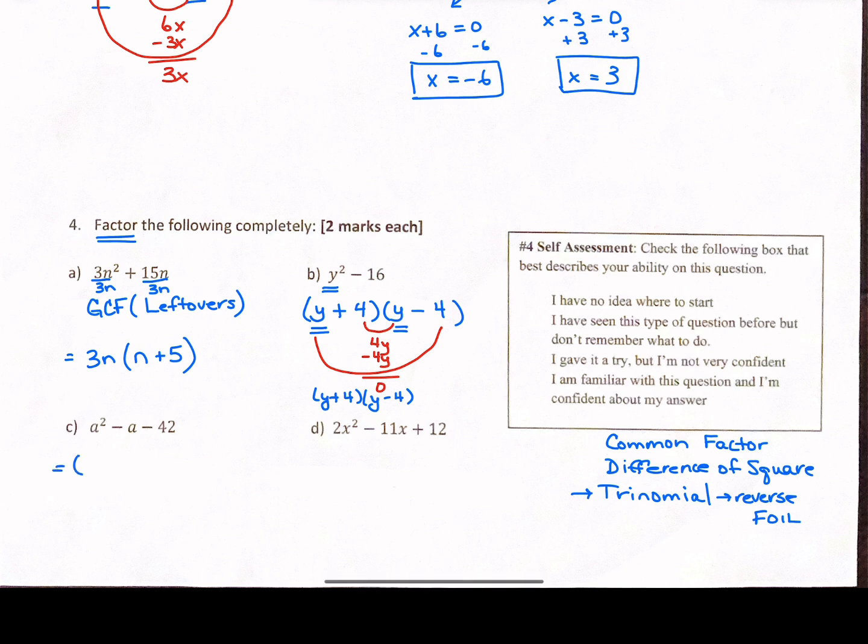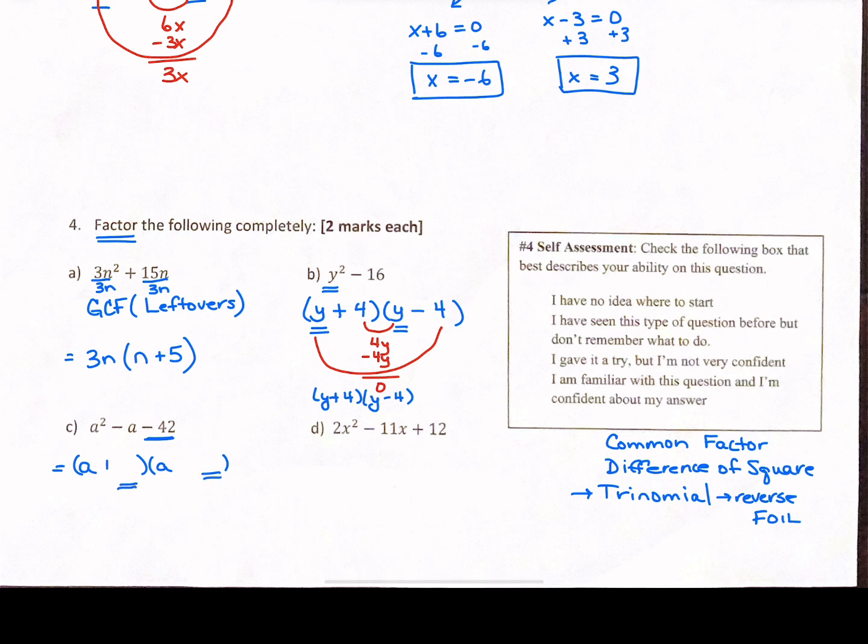So if we set up our 2 sets of brackets here, I know that when I multiply those 2 sets of brackets together, I need to get back that original expression. So once again, I know that what we have to have sitting in the first position is an a times a to give us a squared. In the last position, we're looking for a negative 42. So these 2 terms have to multiply to give us a negative.